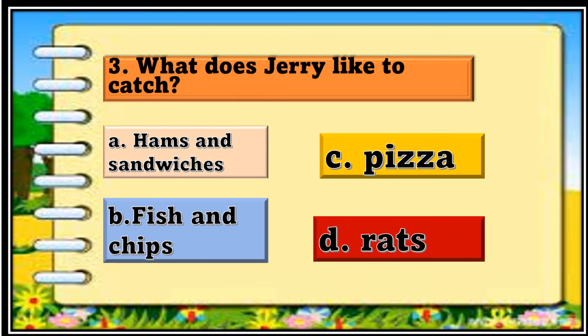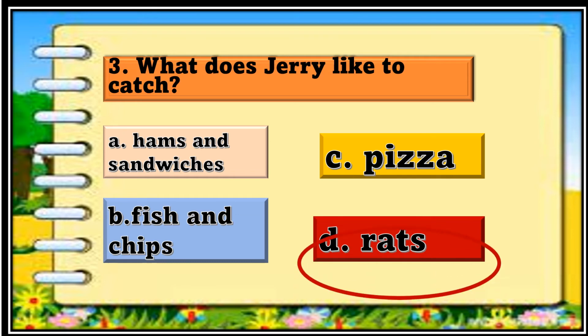We have question number 3. What does Jerry like to catch? A. Ham sandwiches, B. Fish and chips, C. Pizza, or D. Rats? Number 3, the correct answer is D.